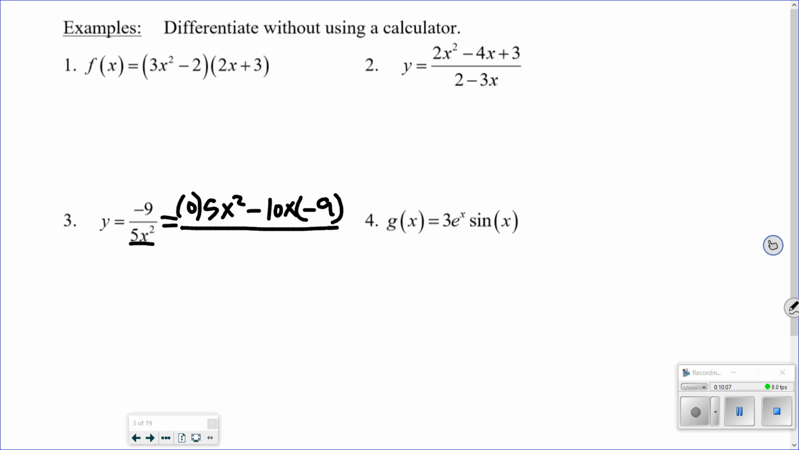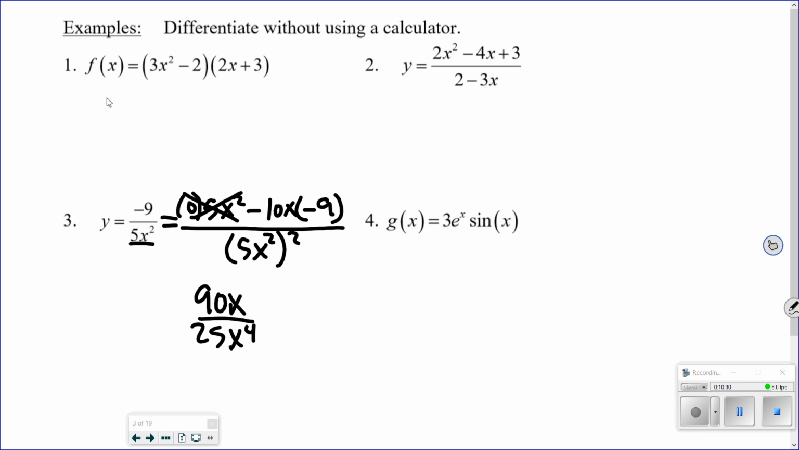And that's all over the bottom squared. So that would be 5x squared, squared. Okay, let's do some simplifying. Up on top, 0 times 5x squared, that part just comes out to be 0. I have a minus 10x times negative 9, that'd be a positive 90x. On the bottom, if I square 5, 25, I square the x squared, x to the 4th.